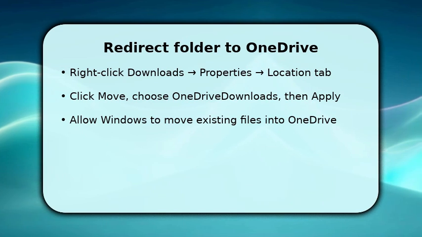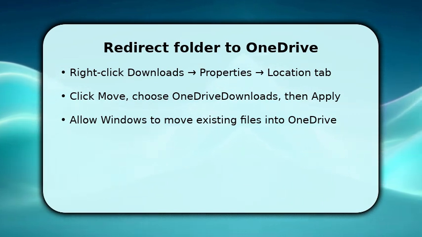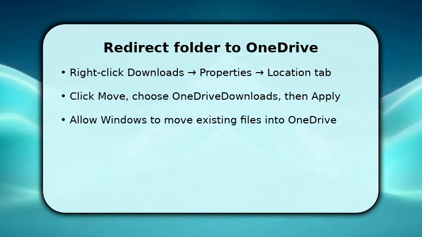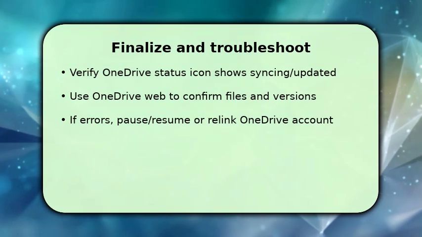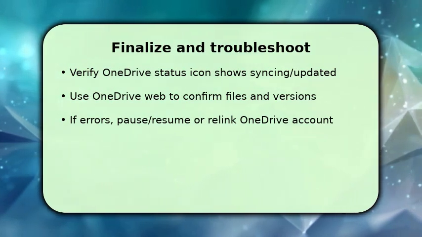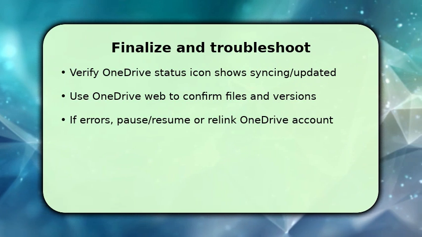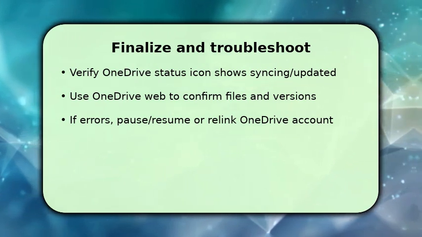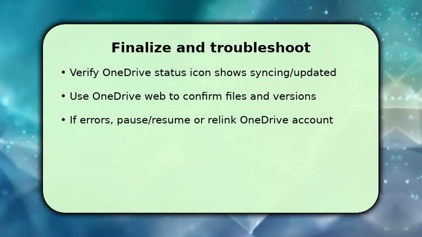Make sure OneDrive sync status shows uploading. Watch for errors during the initial sync. Finish by confirming OneDrive shows syncing and then updated. That proves files moved and are backed up. You can verify via the OneDrive web interface to check file presence and version history.